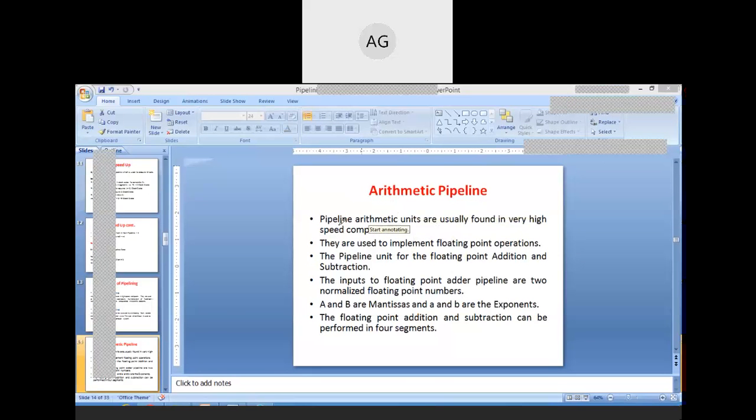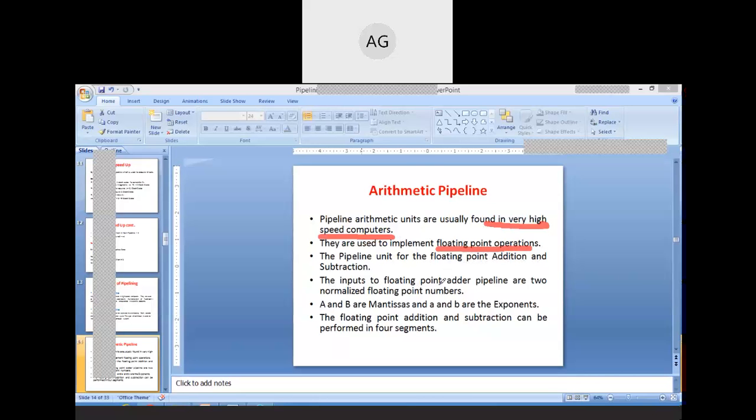So, arithmetic pipeline. Pipeline arithmetic units are usually found in very high speed computers. They are used to implement floating point operations. The pipeline unit for floating point addition and subtraction: mostly we are calculating the floating point addition and subtraction with the use of arithmetic pipeline.